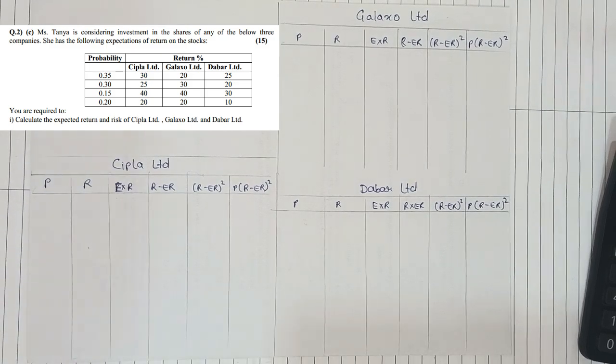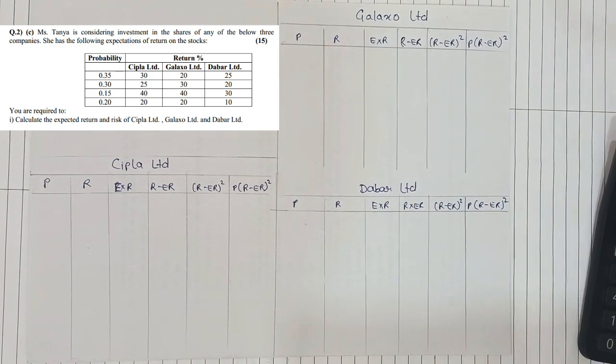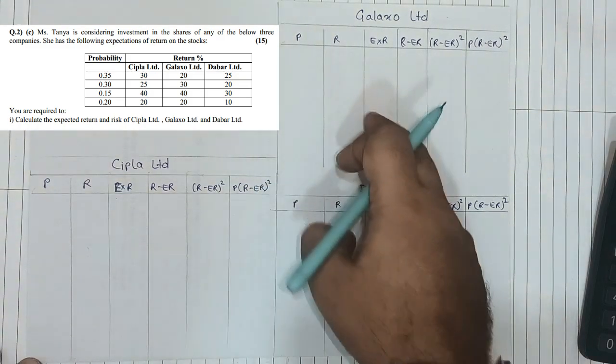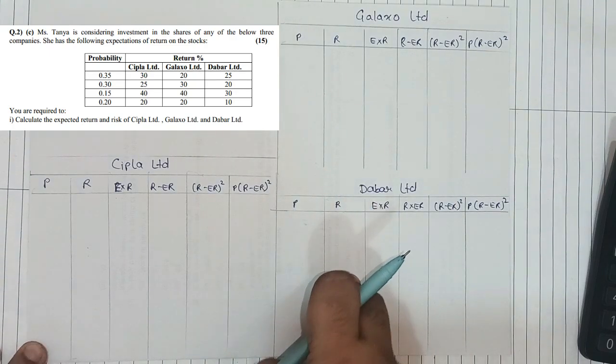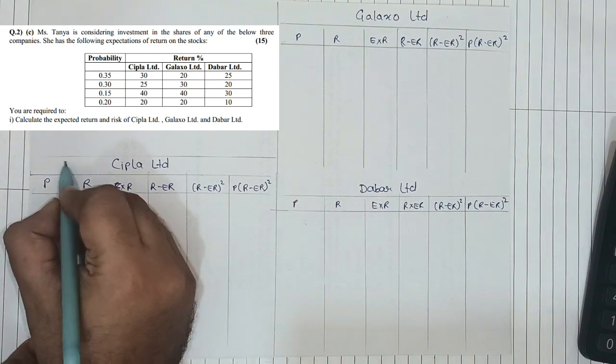Okay, let us start with the very first question. Question number 2C is given as: Tanya is considering investing in shares of any of the following three companies. She has the following expectation of returns on the stock. You are required to calculate the expected return and risk of Cipla Limited, Glaxo Limited and Dabur Limited. So I make those three columns. So we need to find the expected return and standard deviation. So shall we start first with Cipla.